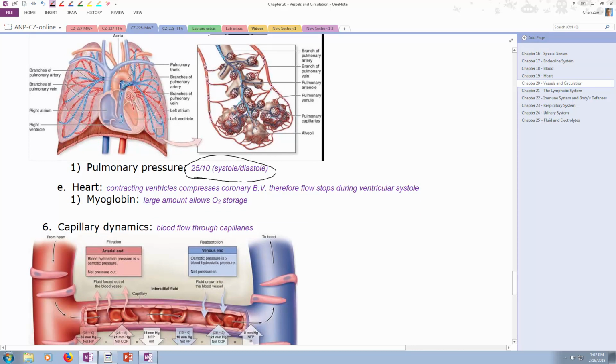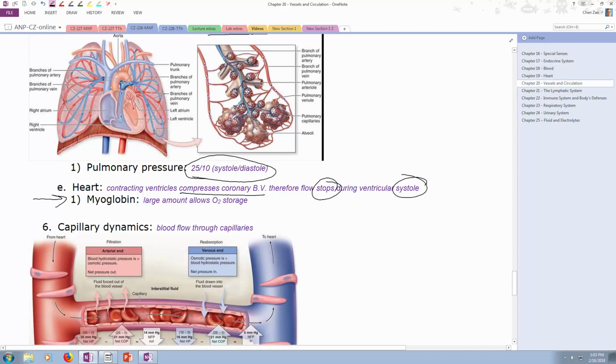Heart. When the ventricles contract, they will compress the coronary arteries to our heart. This will cause flow to stop during our systole. And while the heart is working, this is basically telling you that the heart is not receiving blood flow, therefore not receiving oxygen, and that's why the heart muscle has a whole bunch of myoglobin inside each cell.